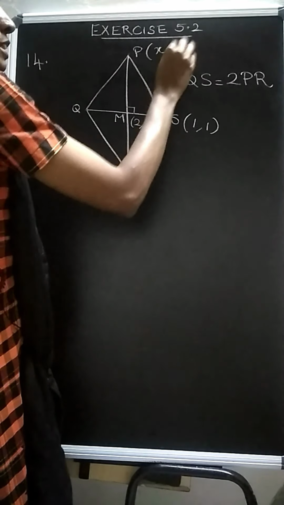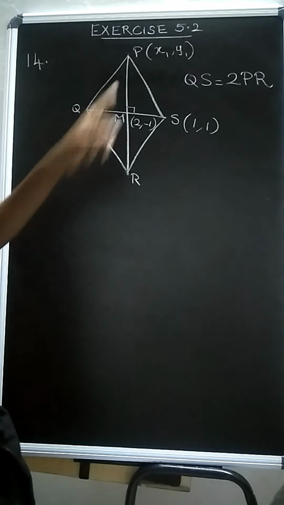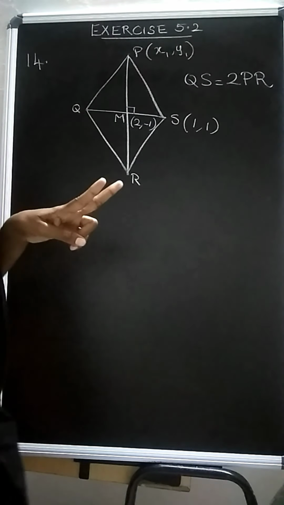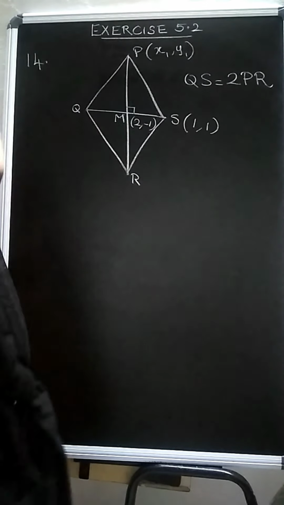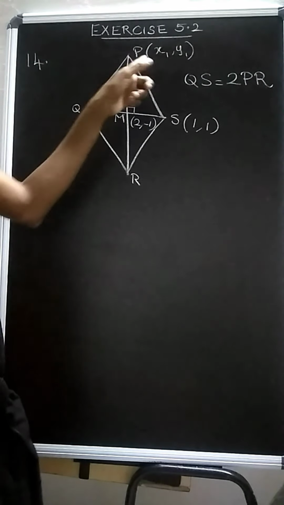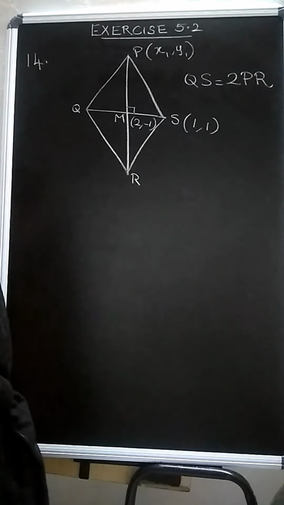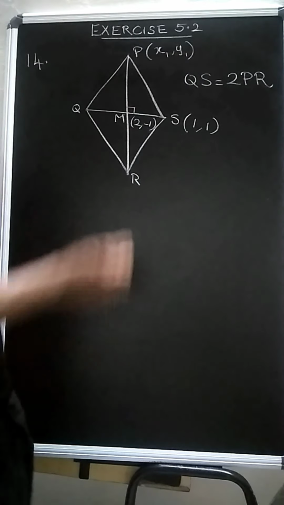Now you could have watched in my previous videos that I have told, if there is one unknown, then you need one equation to solve it. If there are two unknowns, then you need two equations to solve it. Now, here in this sum, how many unknowns are there? P, Q and R. So, totally 3 vertices. That is 6 unknowns are there.